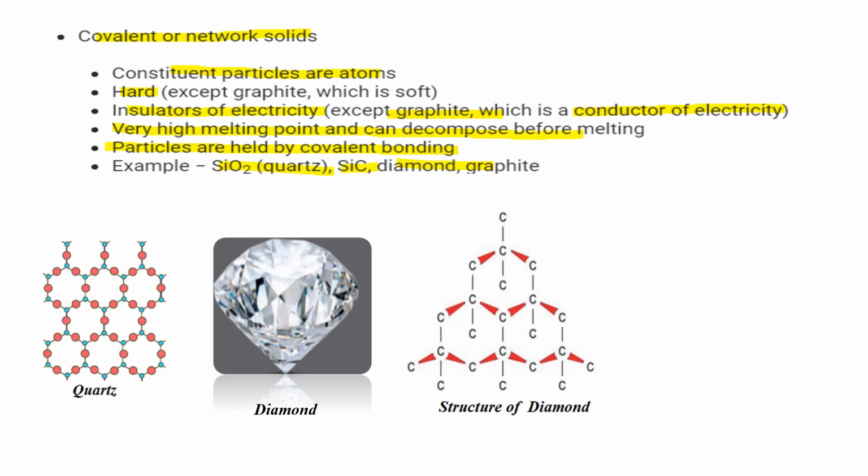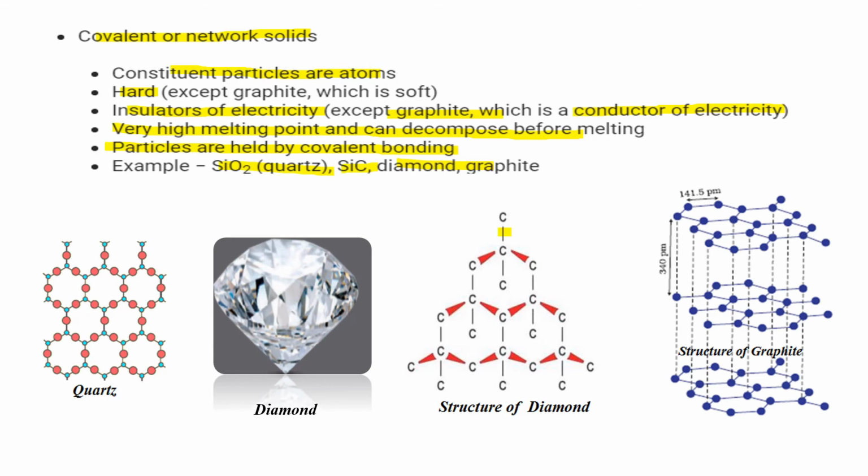This is a carbon atom, with 4 carbon atoms bonded by covalent bonds. This is a covalent bond between carbon-carbon atoms, and another example is graphite. This is the structure of graphite. Graphite is a good conductor of electricity because in graphite, carbon atoms are arranged in different layers and each atom is covalently bonded to 3 of its neighboring atoms in the same layer.